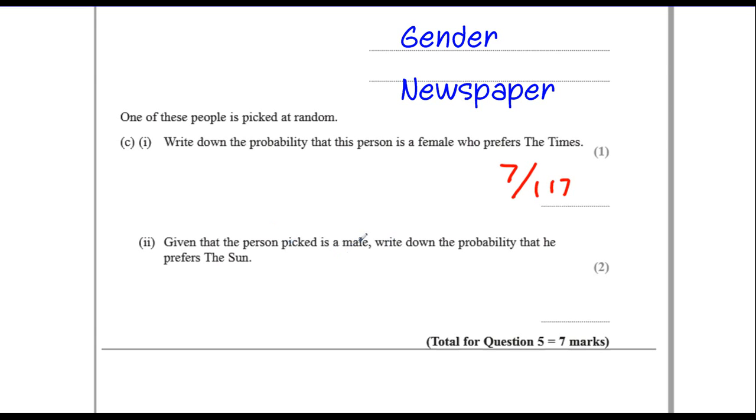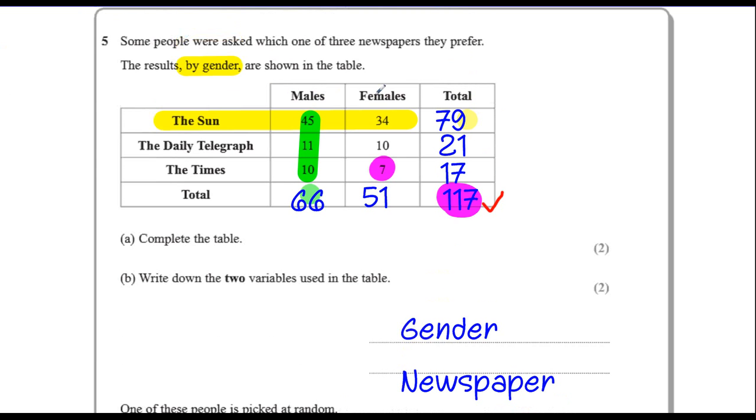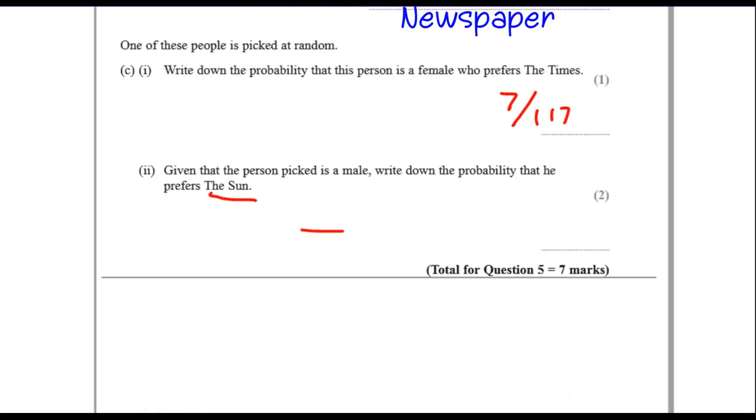Given that the person picked is a male, write down the probability he prefers the Sun. So we only care now about people who are male. We can forget all this data on females. Don't cross that out in your real exam. But we only care for this question about the 66 males. So whatever we decide is going to be out of 66. So how many of these 66 like the Sun?